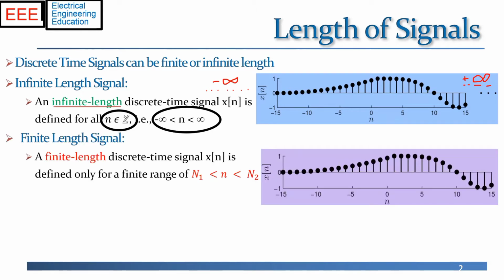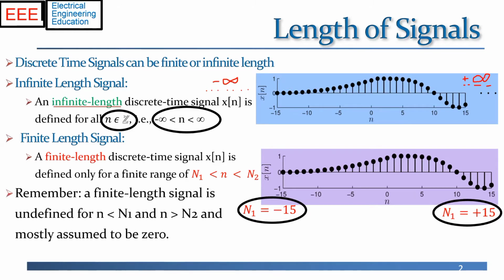A finite length signal is much easier to think about. It's just a signal that's defined only for some finite range of the time variable. In this case, for example, from n1 equals minus 15 up to n2 equals plus 15. Very importantly, a finite length signal is undefined for values outside of this range n1 to n2. It's not zero, it is undefined and unknown. So that's finite versus infinite length signals.